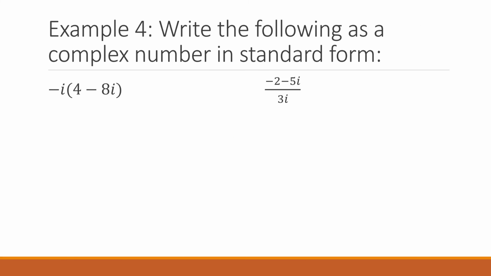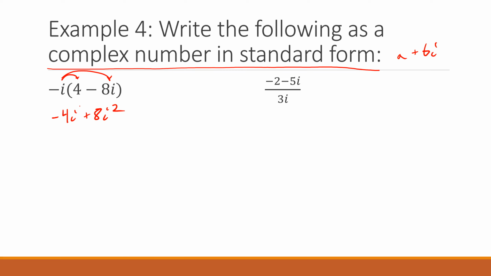Let's look at one more example, and this is, again, simplifying fractions or multiplication problems. I want to put these as a complex number in standard form, meaning there should just be one real part and one imaginary part. With this problem, there's not just one real part and one imaginary part. I have a real part here, I have an imaginary part here, I have another imaginary part here, but does it make sense that I should distribute? Let's distribute this i in. And again, it behaves just like a variable. So negative i times 4 is negative 4i. Negative i times negative 8i is positive 8i squared.